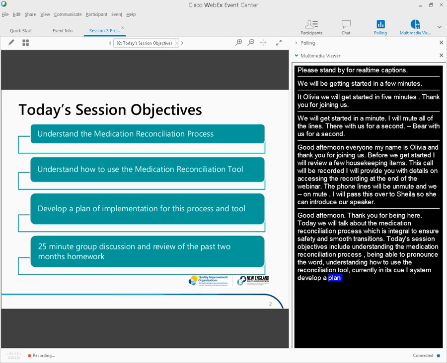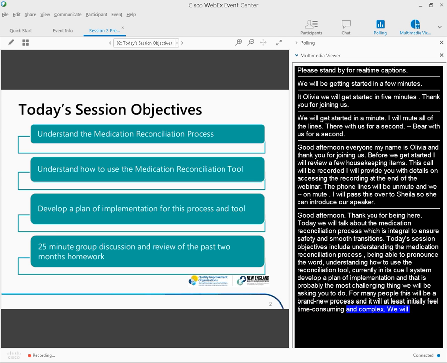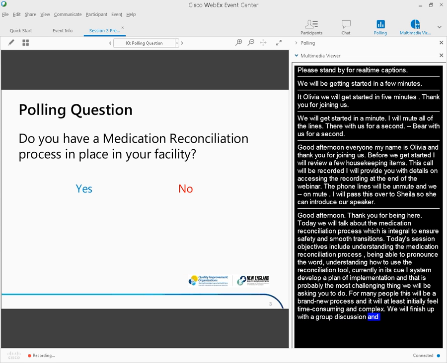develop a plan of implementation for this process and tool, and that's probably the most challenging thing we'll be asking you to do in this series, because for many people this is going to be a brand new process, and it's going to, at least initially, feel rather time-consuming and a bit complex. And then we'll finish up with a group discussion and review of the past 2 months' homework, because we haven't touched base on our homework in a while.